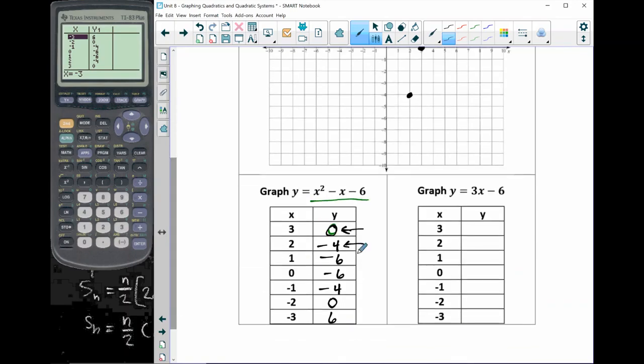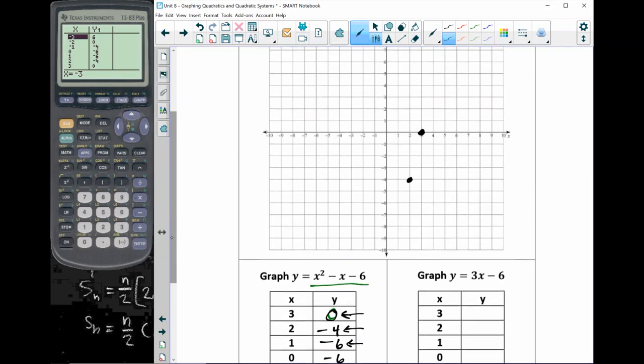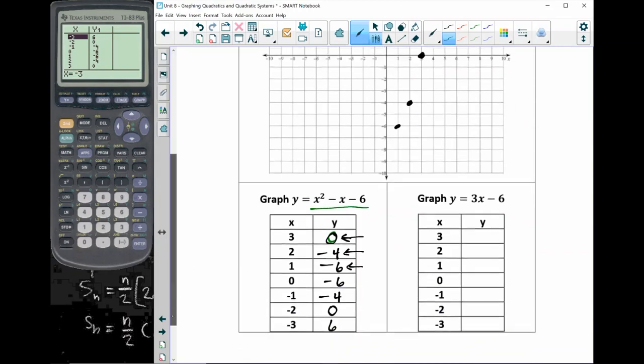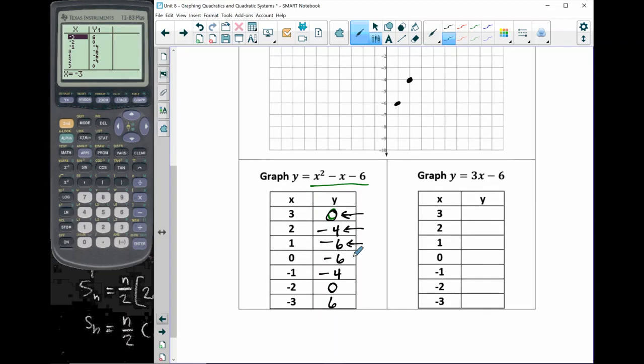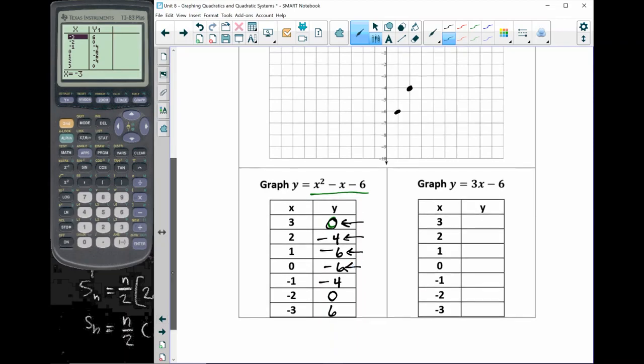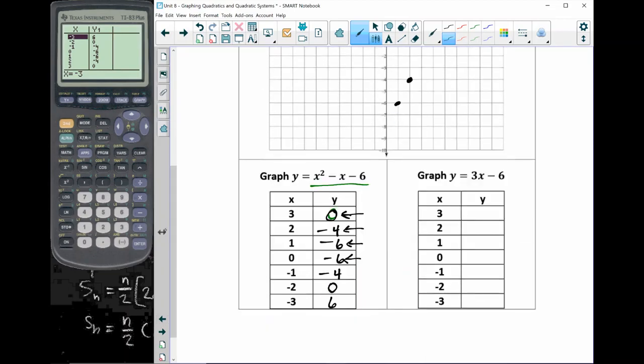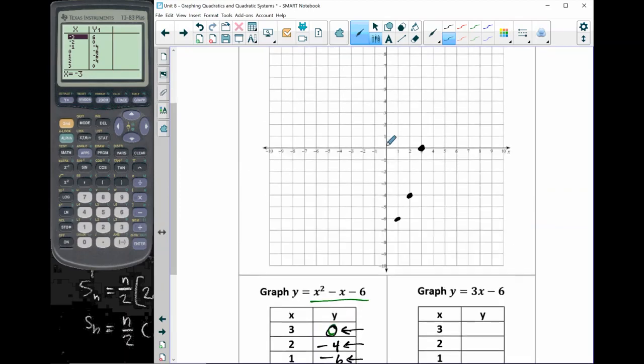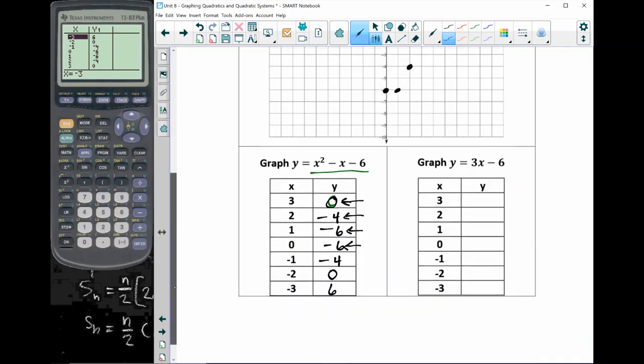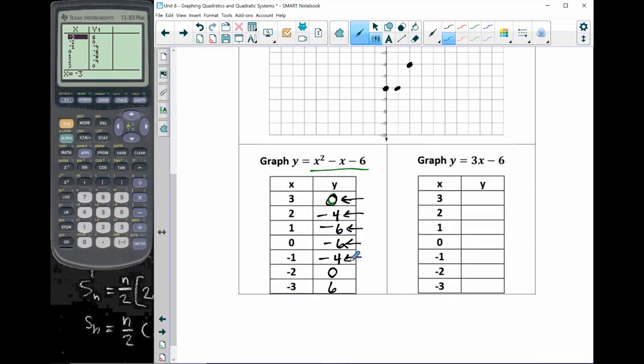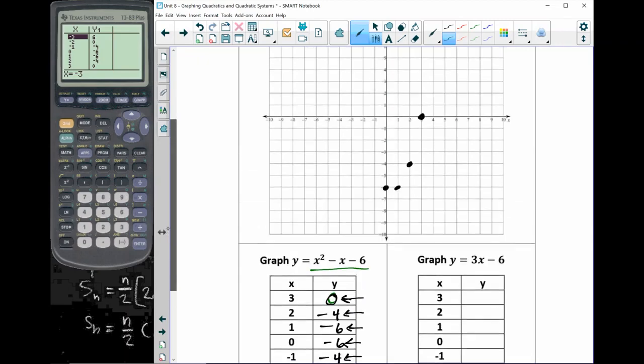My next point is 1, negative 6. So I'm going to go over to 1 and down to negative 6. My next point is 0, negative 6. So I'm going to stay at the origin and go down to negative 6. My next point is negative 1, negative 4.